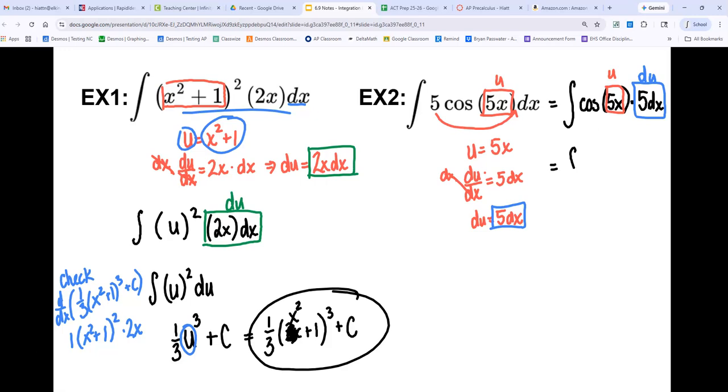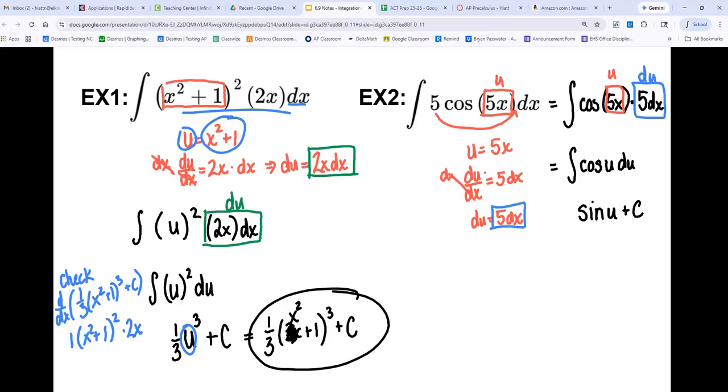So that will look like this, the integral of cosine of u du. You must have that du in order to integrate, right? So if we were missing the 5 dx, then we couldn't proceed, right? But it was there, so we're good. Now we should be at something much more simple. What's the integral of cosine of u? It's sine of u plus c.